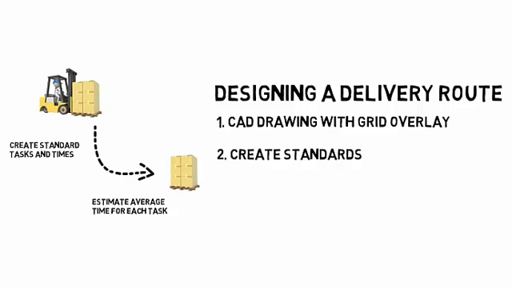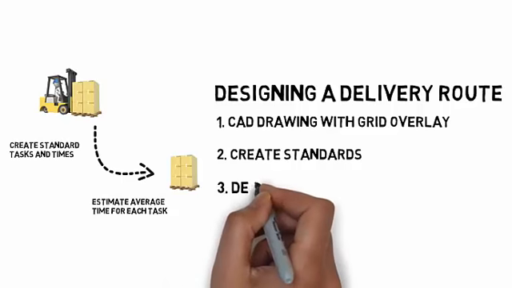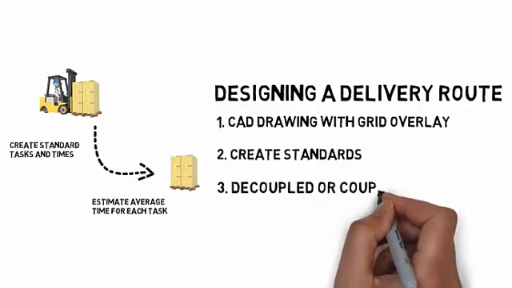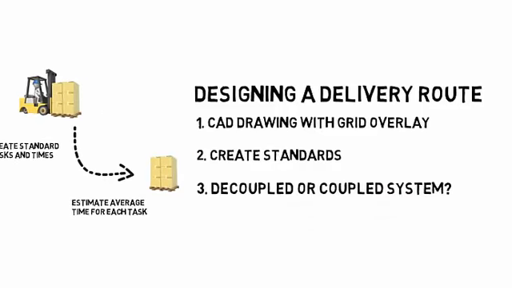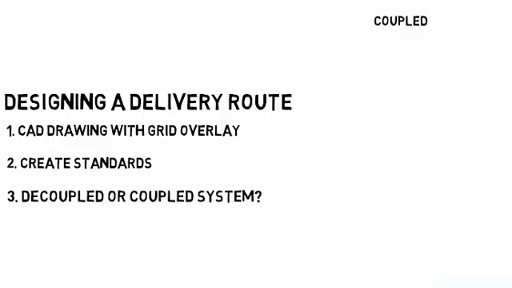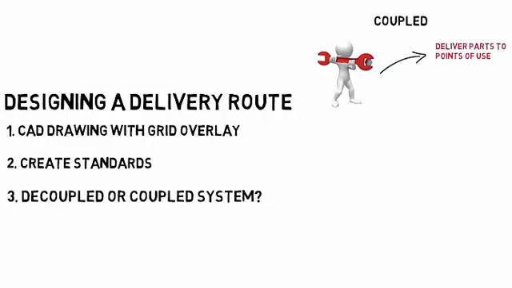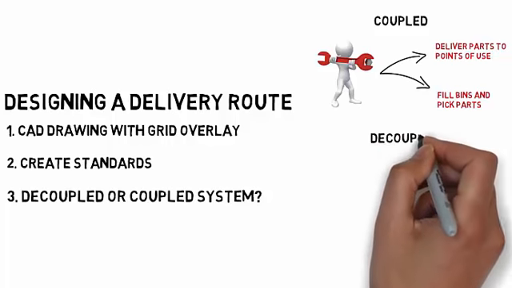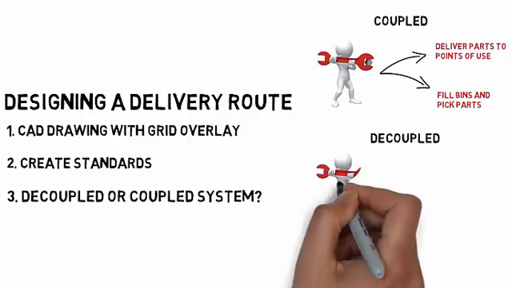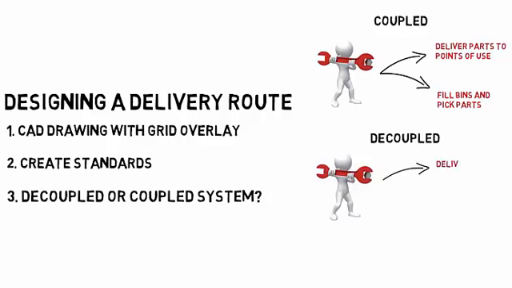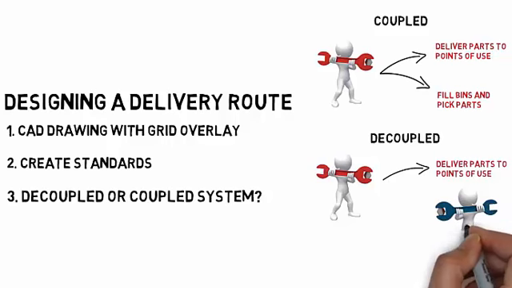So you now have a decision to make, whether to design your delivery routes as a decoupled system or a coupled system. Now, here are the differences. In a coupled system, the same person will deliver the parts to various points of use and also be responsible for filling empty bins and picking parts. In a decoupled system, the functions of delivering parts and picking parts are done by two separate people. The delivery person will complete a cycle and immediately pick up the next group of containers or the next set of carts.